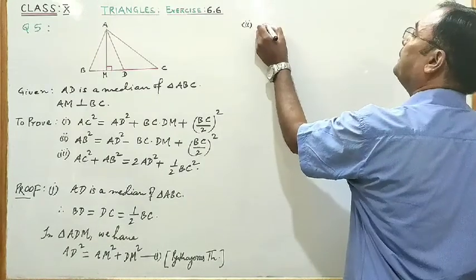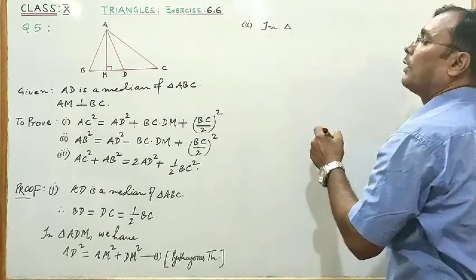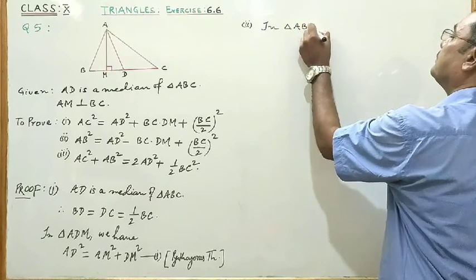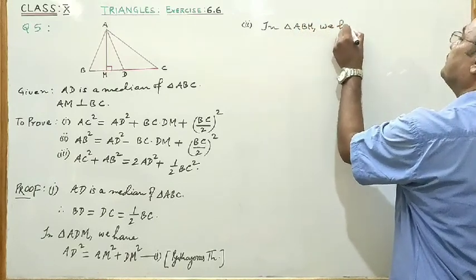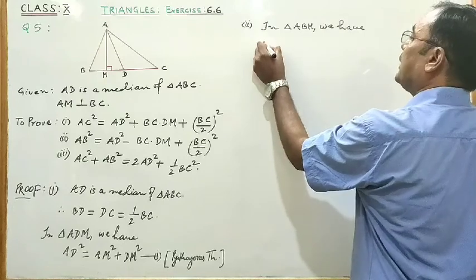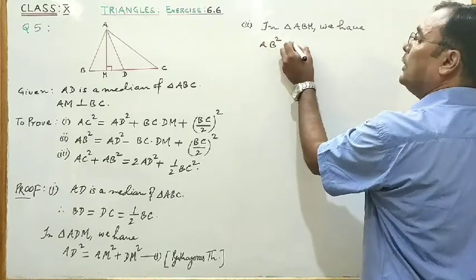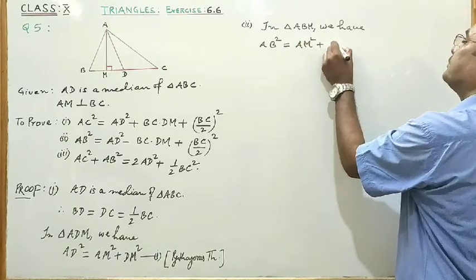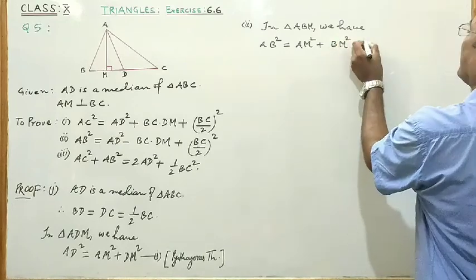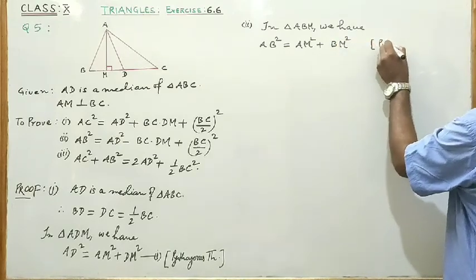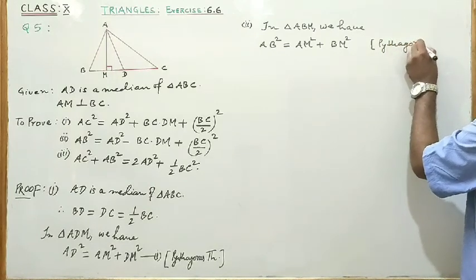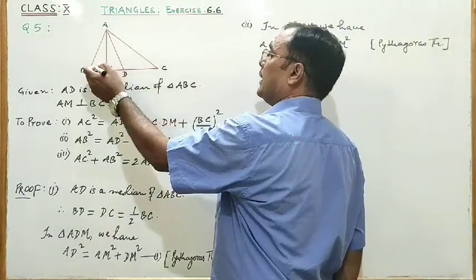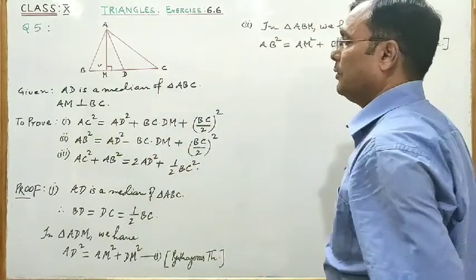Second part, in triangle ABM we have AB square is equal to AM square plus BM square from Pythagoras theorem. Because triangle ABM is a right angle triangle as AM is perpendicular to BC.